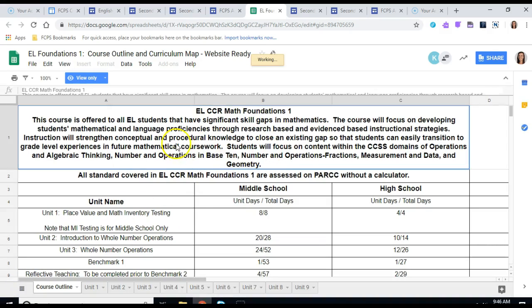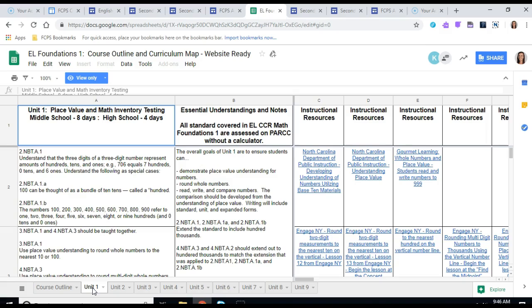The main page of your ELMF Foundations course shows you a little bit about the scope and sequence of your ELMF Foundations units. But if you go into the tabs on the bottom of this spreadsheet, you can find the specific standards addressed in each unit.